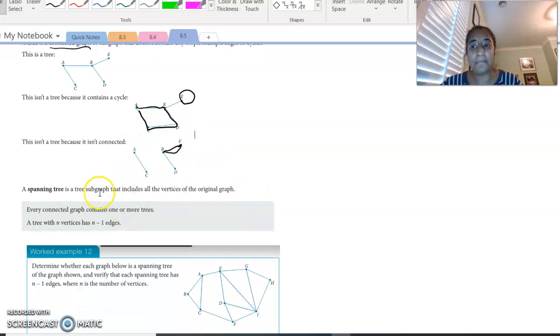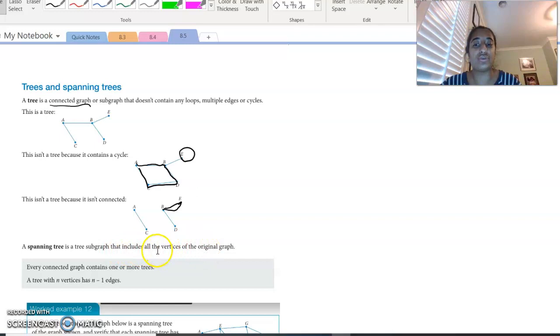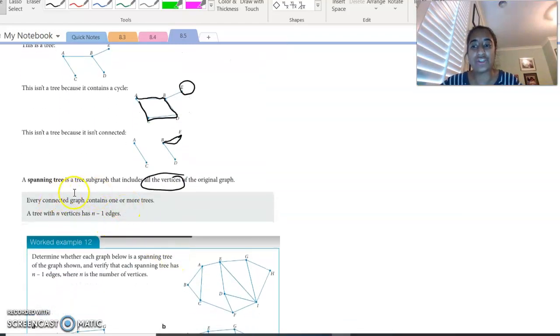A spanning tree is basically a tree of a subgraph that includes all of the vertices of the original graph. So all of the vertices of the original graph need to be included. Every connected graph contains one or more trees, and a tree with n vertices is going to have n minus 1 edges. If it has 5 vertices, it's going to have 4 edges because 5 take away 1 is 4. If it has 3 vertices, it's going to have 3 minus 1 edges, which would be 2 edges, is what that rule is referring to.